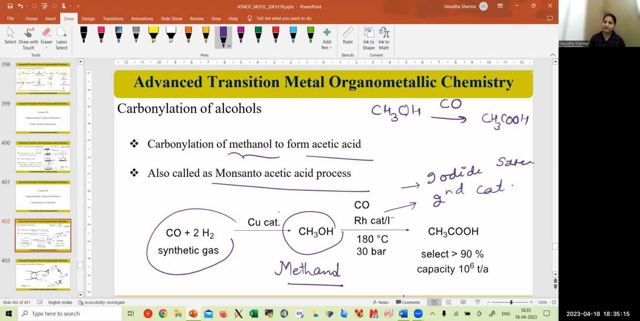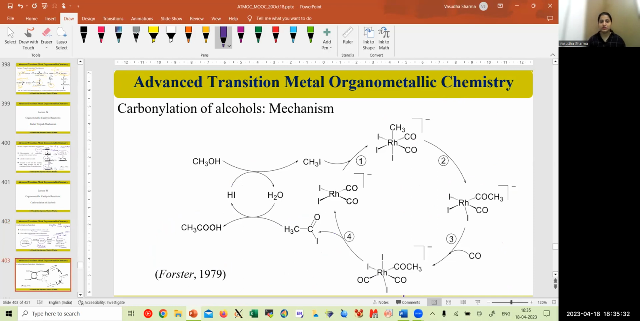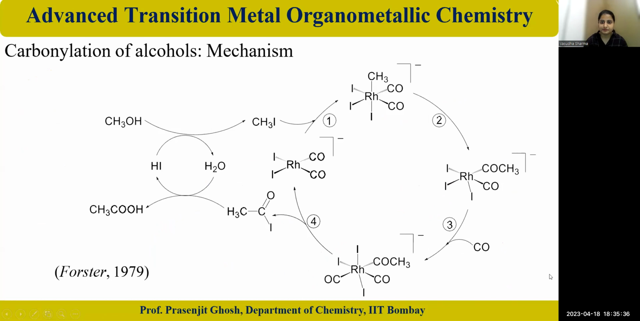So under a temperature of 180 degrees and 30 bar, it will lead to acetic acid formation with a selectivity of 90%. The capacity is 10 to the power 6 tons per annum that can be generated. So this is how we can convert methanol to acetic acid. And here the mechanism is very important.